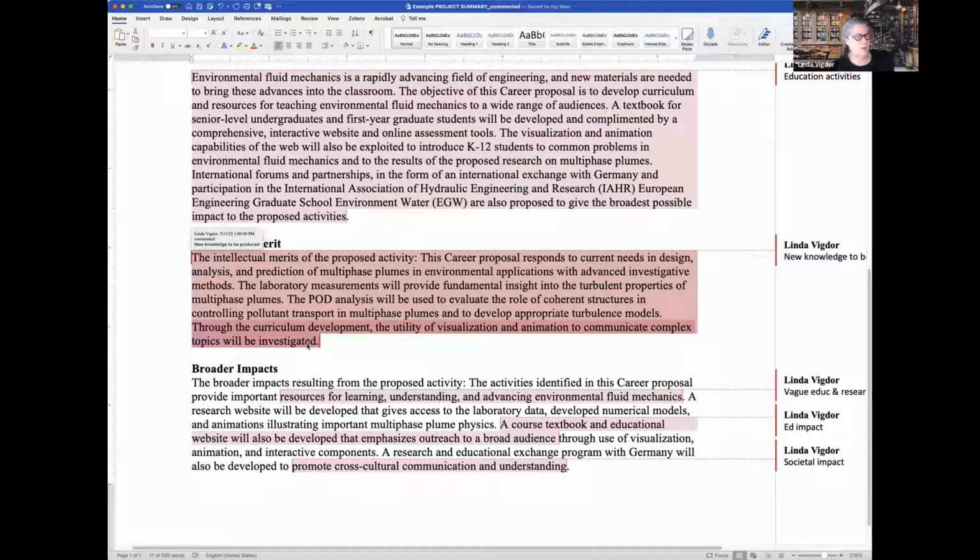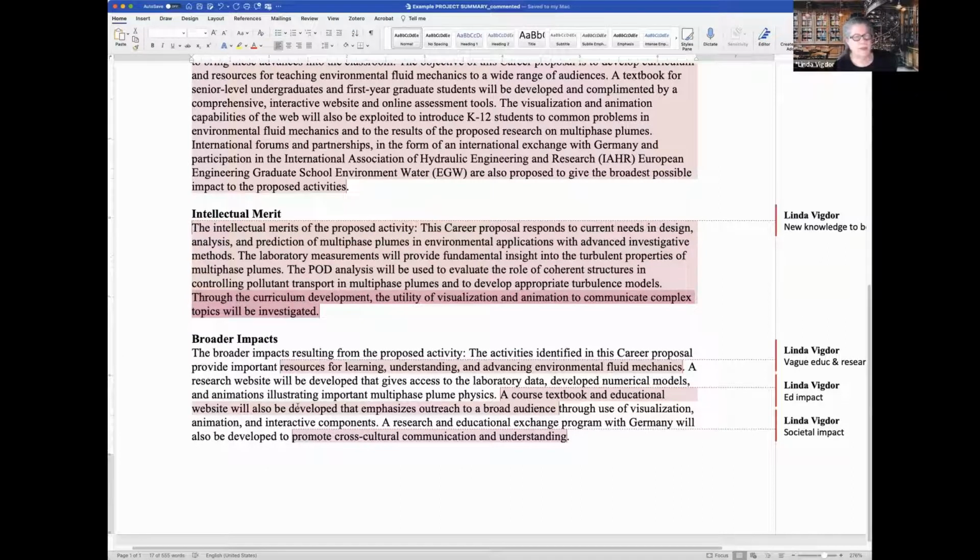In terms of broader impacts, this is also, I'd say, on the vague side, right? So they're going to provide important resources for learning, understanding, and advancing environmental fluid mechanics. But how is that a benefit to society? So what kinds of information would make it clear that this might be a benefit to society? So we can think about that.